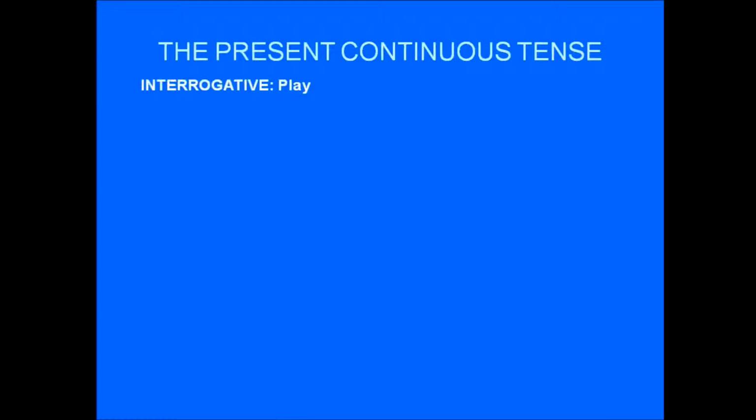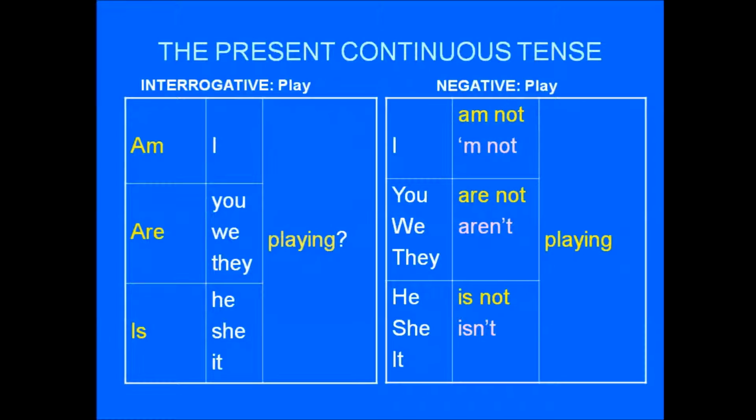And what is the interrogative? Interrogative means question. What is the question form and the negative form? The question form in the present continuous tense is formed by putting the verb to be at the beginning of the sentence. I am becomes am I, you are becomes are you. Are you playing? He is, she is, it is becomes is he, is she, or is it. Is he playing? And then the negative form, don't forget you put the word not after the verb to be, followed by verb plus ing.